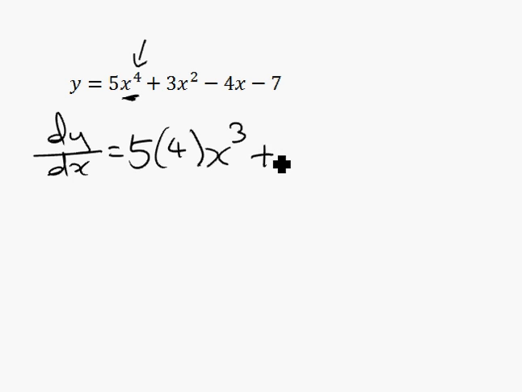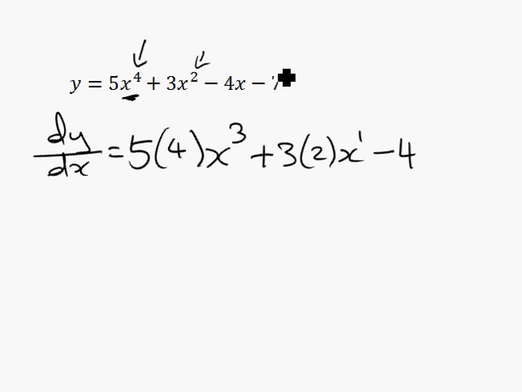Okay? Now let's do the same thing for the next one. Plus 3. Don't worry about the number, just leave the 3 there. This is x squared. If I bring the 2 down, I write x. This time the power, I have to reduce it by 1. So it becomes x to the power of 1. Do the next one. Minus 4. This was x to the power of 1.